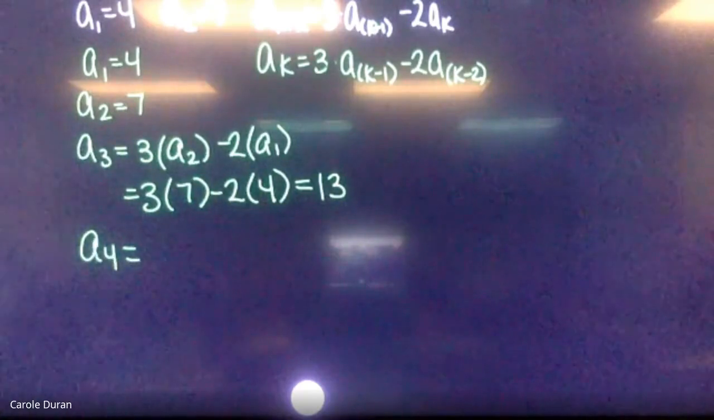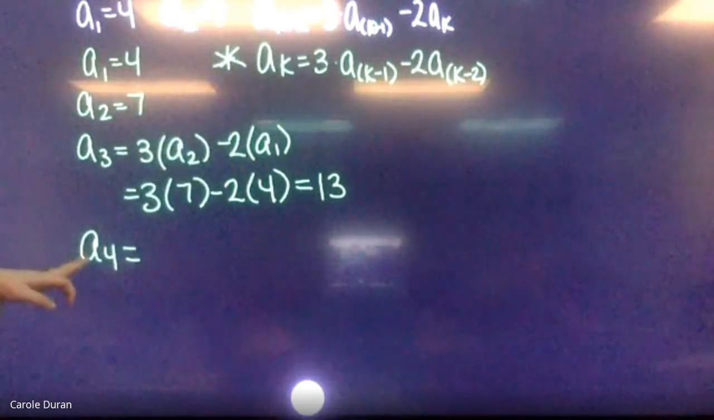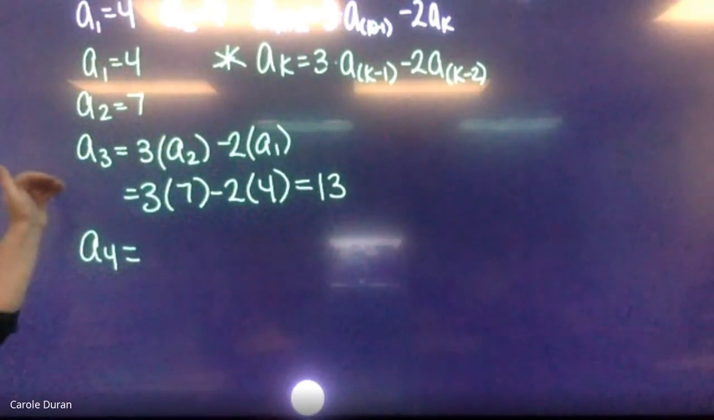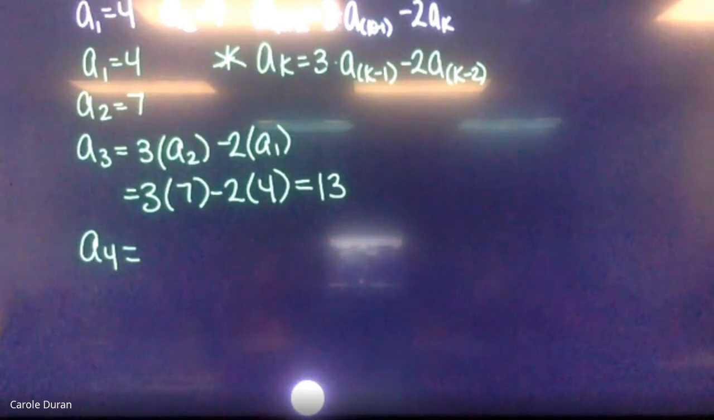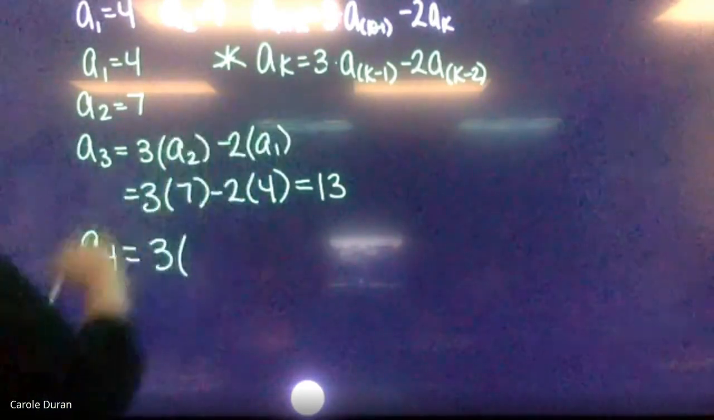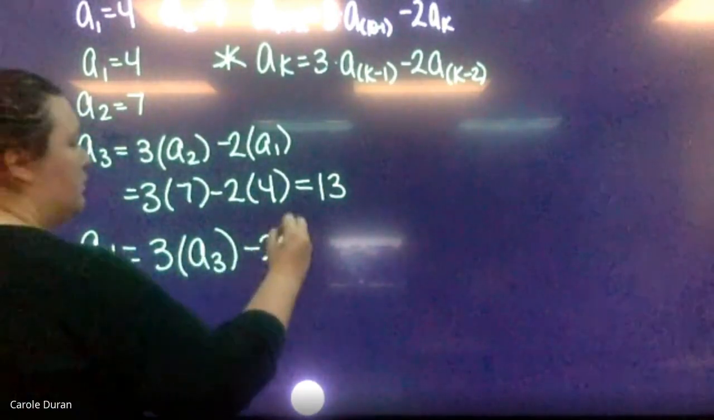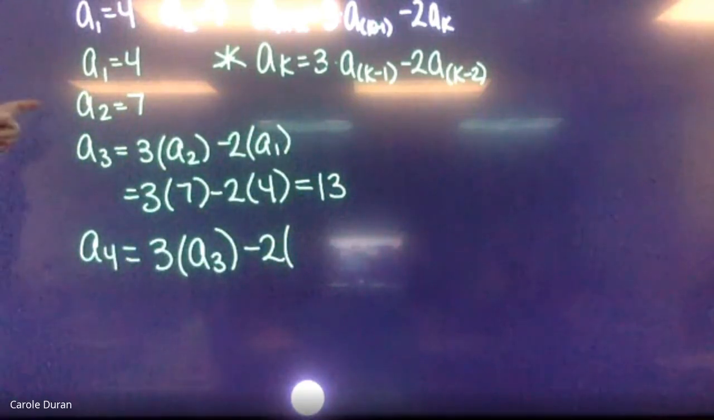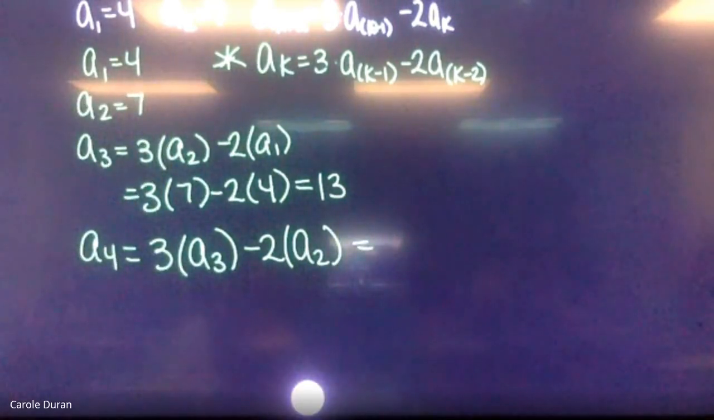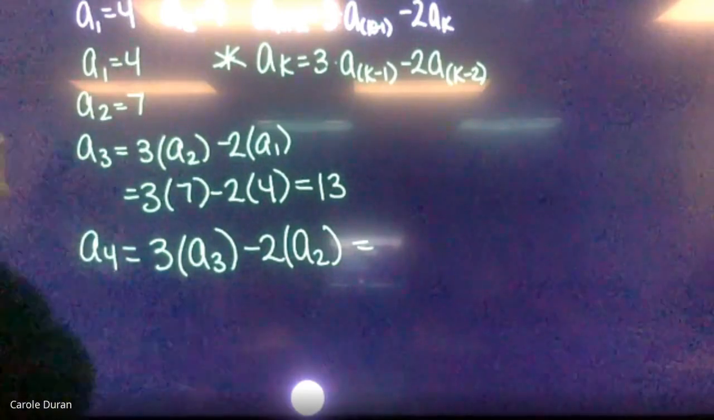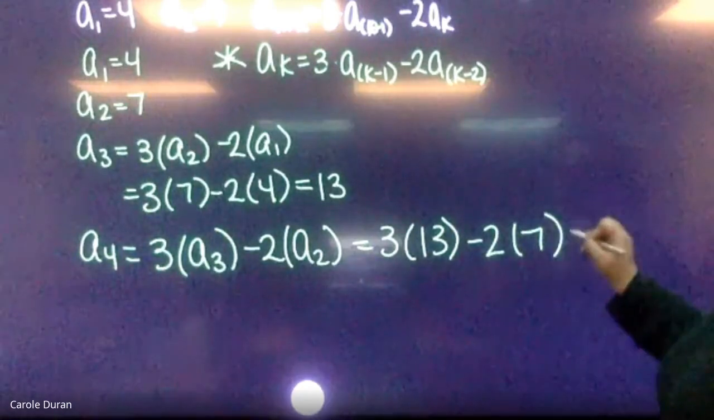So A of 4, 4 here then is my k if we're using this bottom one, because I like this one better. Then k minus 1 is going to be my third term, and k minus 2 is going to be my second term. We just keep moving back 1 when it says subtracting. So this equals 3 times k minus 1, which means the term before it, which was A3, minus 2 times k minus 2, which means 2 terms before it, which was A2. And then we just plug in those term values. So this becomes 3 times 13 minus 2 times 7.